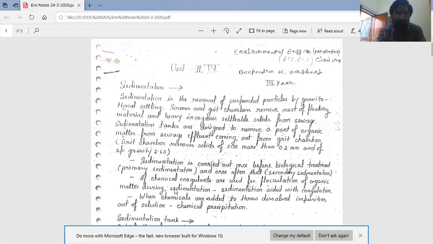If chemical coagulants are used for flocculation of organic matter during sedimentation, then it is sedimentation aided with coagulation. Chemicals are used for increasing the efficiency of the sedimentation tank. When chemicals are added to throw dissolved impurities out of solution, chemical precipitation occurs.